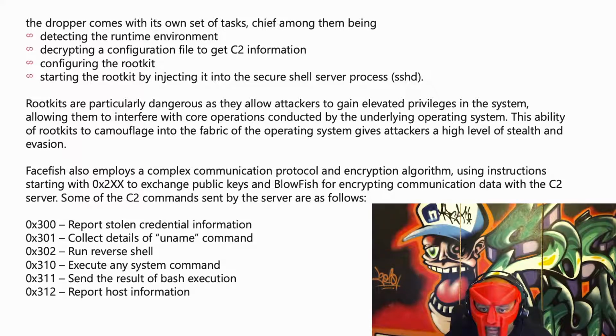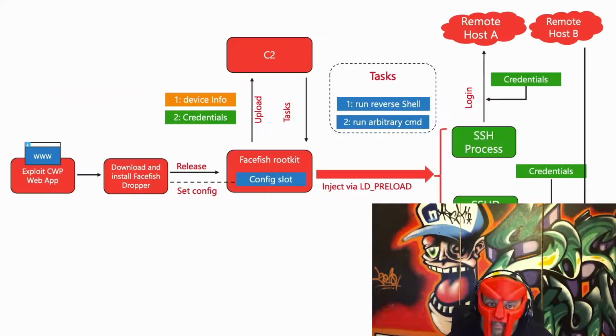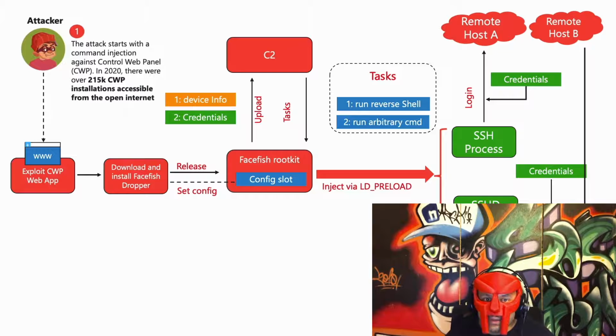Some of the C2 commands sent by the server are as follows: report stolen credential information, collect details of the uname command, run a reverse shell, execute any system command, send the result of bash execution, and report the host information. So now we're going to run through an example of the infection process step by step. So this chart, we're going to go through it step by step to see what happens at each phase. Step 1 is the attacker.